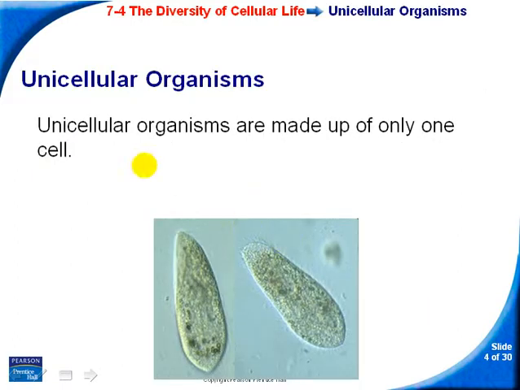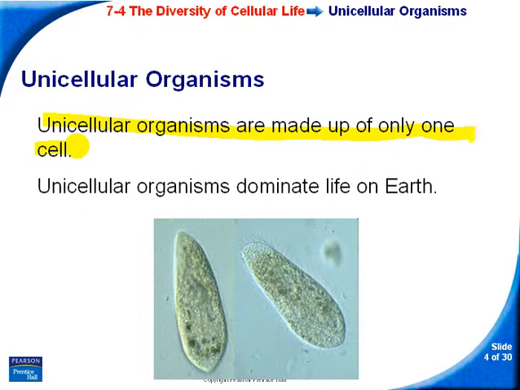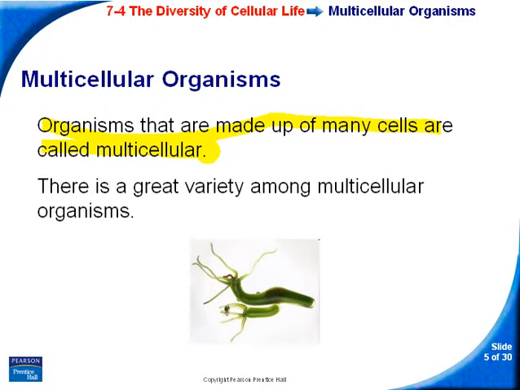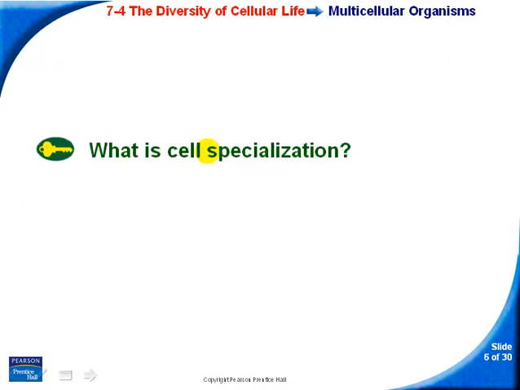First thing we want to talk about is unicellular organisms, and these are organisms made up of only one cell, like this paramecium here. And unicellular organisms are the most common on the Earth. And then we also have organisms that are multicellular, which are made of many cells, such as this hydra down here. And you're going to see great variety among these multicellular organisms.